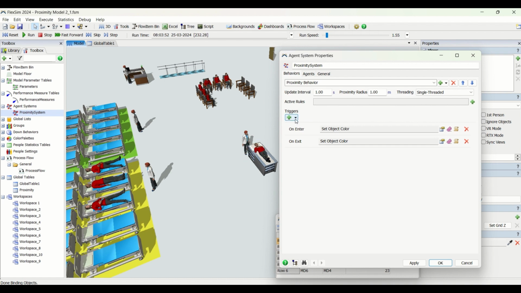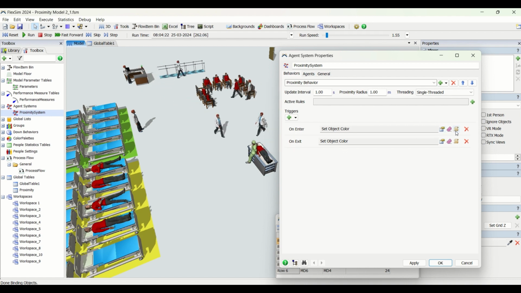Now if you look at the triggers, there are many things. There are 3: on in proximity, on entry, and on exit. What I've told is that whenever my healthcare staff is going to enter a proximity, execute this code. Whenever it is going to exit the proximity, execute this code.